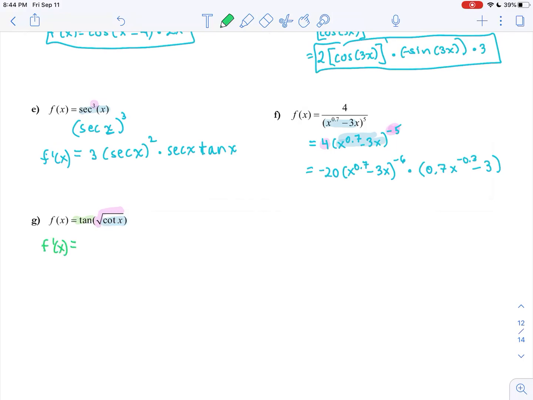So we have f prime of x is equal to the derivative of tangent, which is secant squared. So secant squared of, leave the mommy and baby alone, square root of cotangent of x, times the derivative of the mommy leaving the baby alone. So 1/2 cotangent of x, leave the baby alone, to the negative 1/2, and then times the derivative of the baby, which is cotangent of x. And that is negative cosecant squared of x.